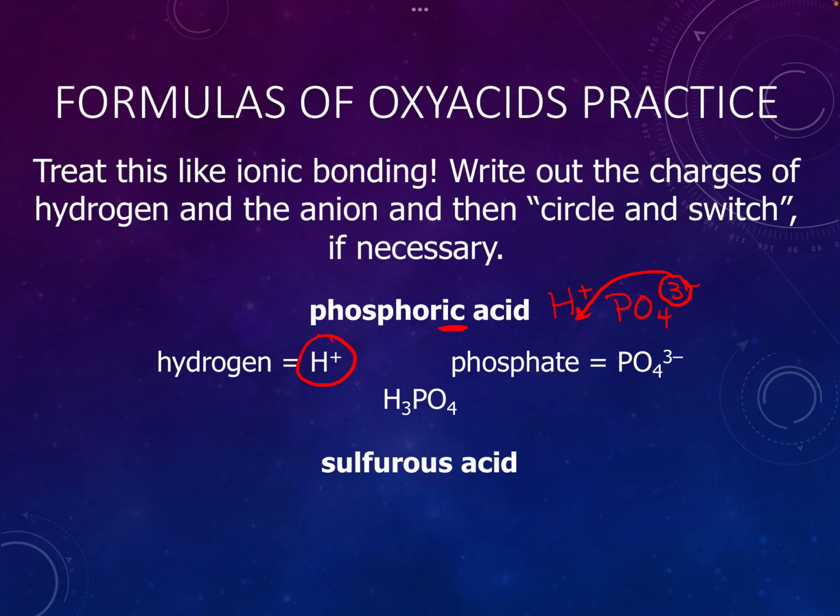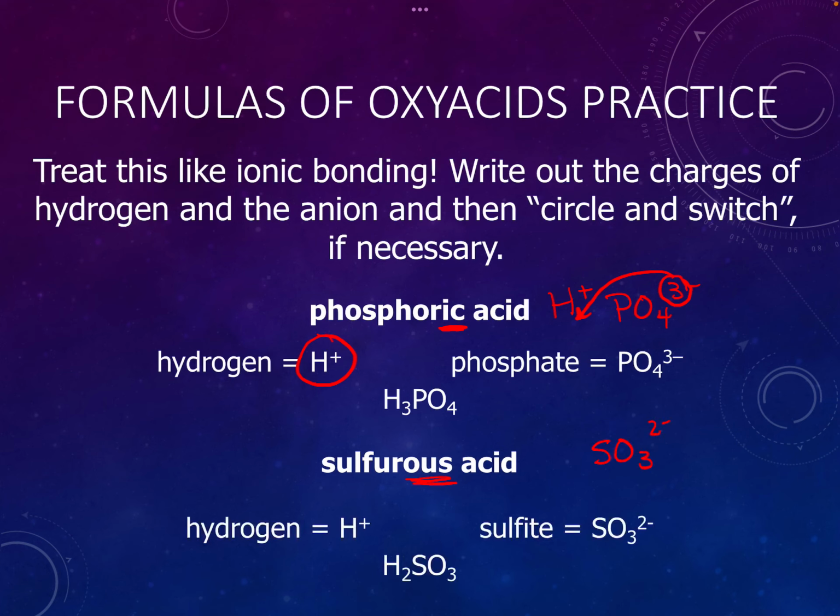And then we have sulfurous acid. Remember, the us acids came from ITE polyatomic ions. So sulfurous acid came from sulfite. Okay? So again, hydrogen is our cation because it's an acid. So we have H+ and SO3 2-. That 2 is going to go to the hydrogen when we circle and switch, and we get H2SO3.